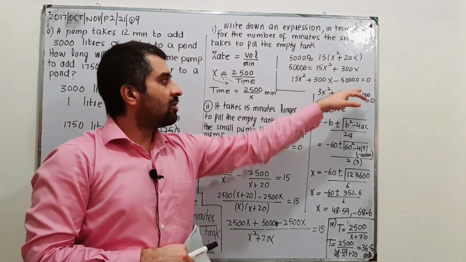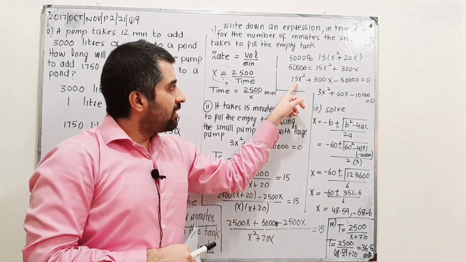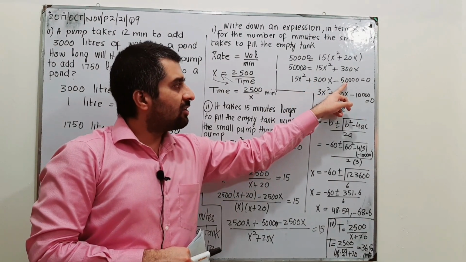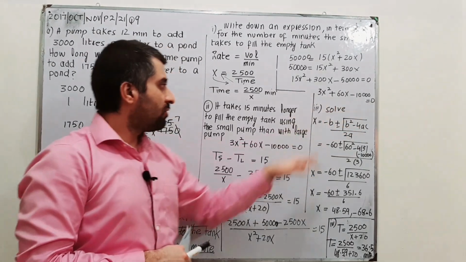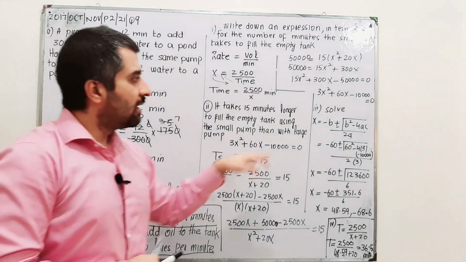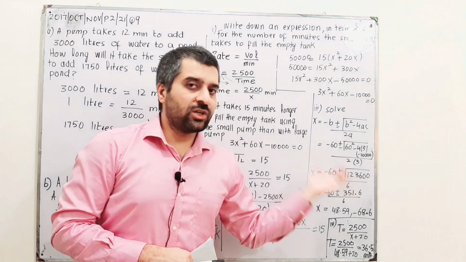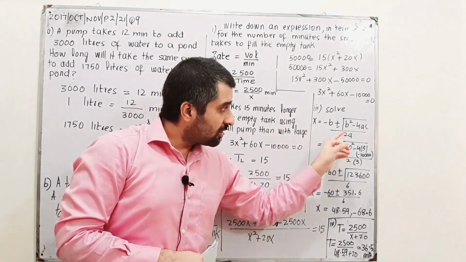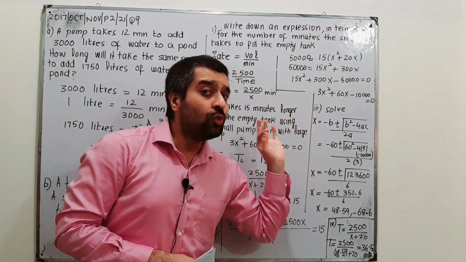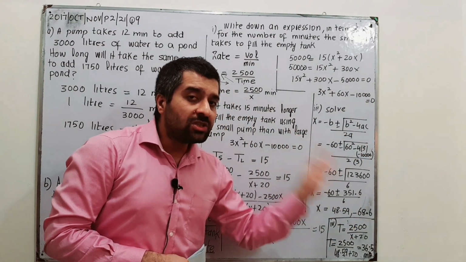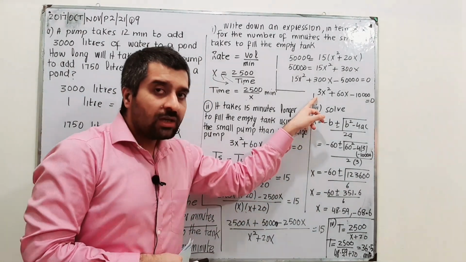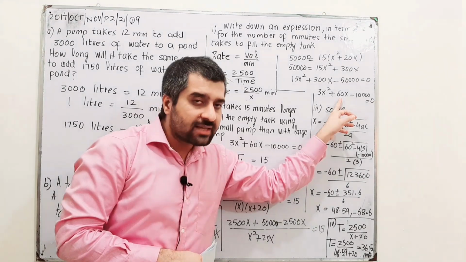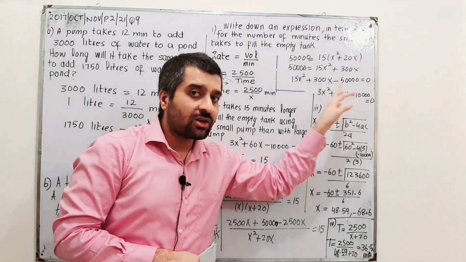Now you can divide this equation by 5. 5 3s are 15, 5 60s are 300, and 5 10,000s are 50,000. This is your required equation. As you can see, the next part says solve this equation, and you can solve it using the quadratic formula, which is x is equal to minus b plus minus under root b square minus 4ac divided by 2a, where a, b, c are: a is 3, the coefficient of x square; b is 60, the coefficient of x; and c is minus 10,000, the constant.